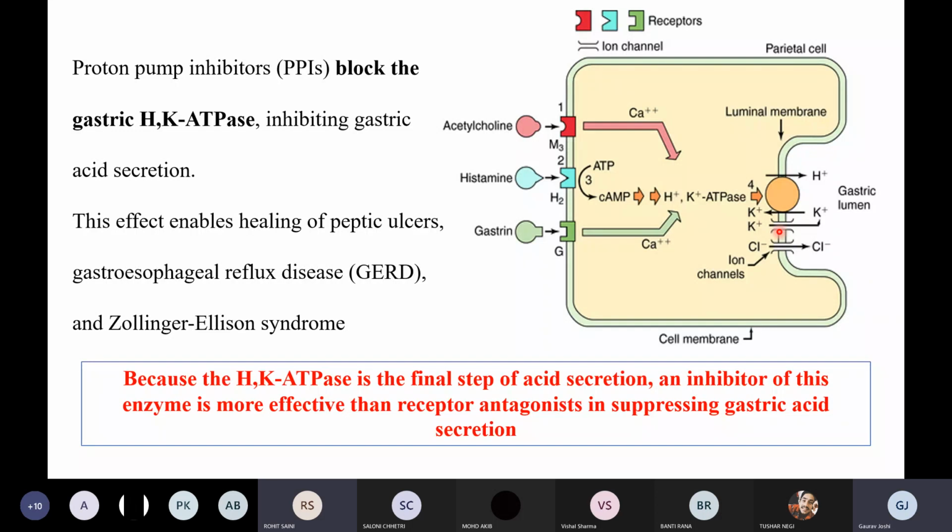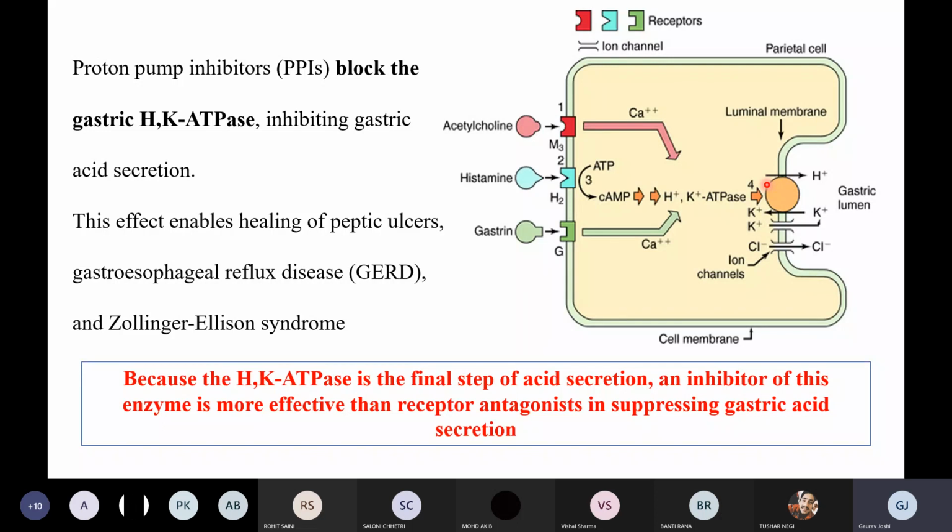Yes, sir. Right? So the same thing we expect from the proton pump inhibitor or the H2 receptor antagonist. Basically, the H2 receptors are acting on the surface, so there is no problem with this. For example, this is the acetylcholine receptor, this is the histamine receptor, or this is the gastrin receptor. So basically the drugs are acting here on the surface of this parietal cell, right? But when we are talking about this proton pump, the drug needs to go inside the cell, right?